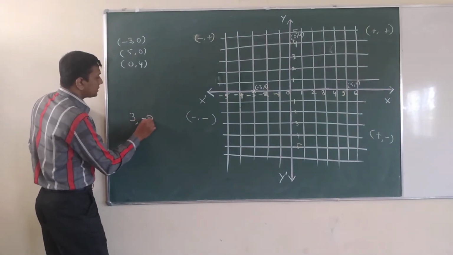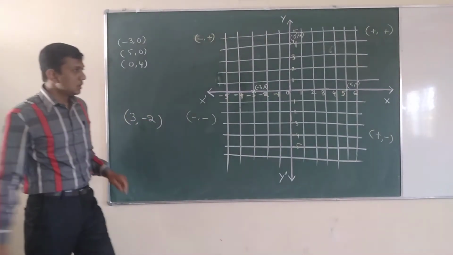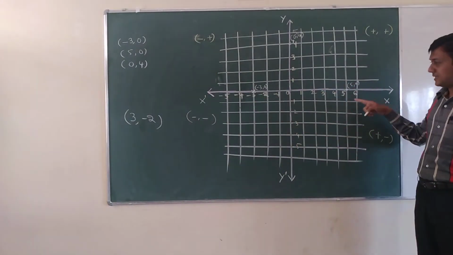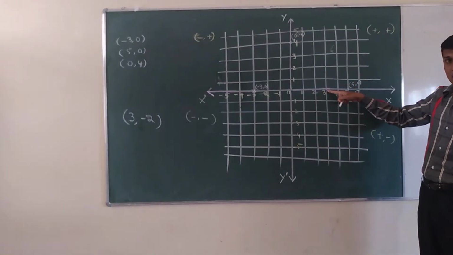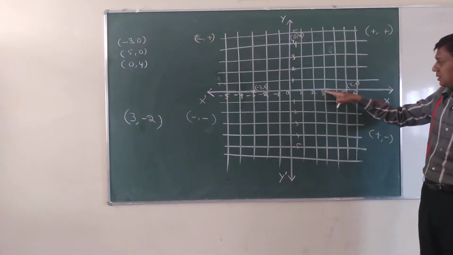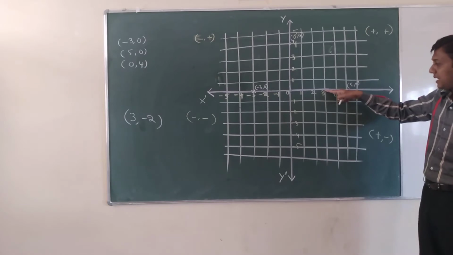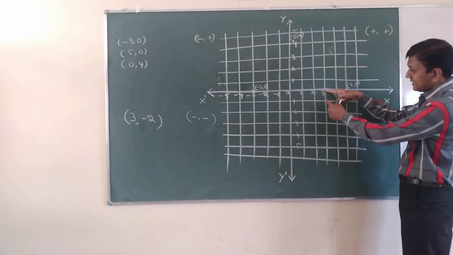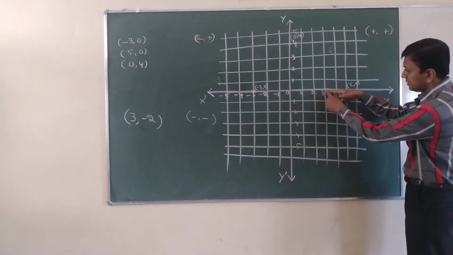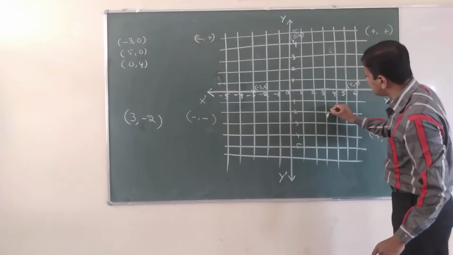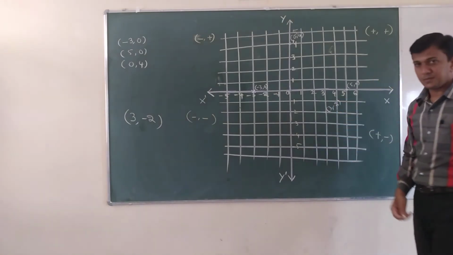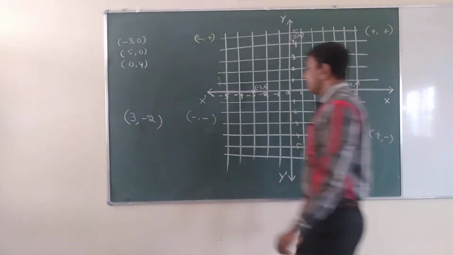3 comma minus 2. Where is 3? On the x-axis, the positive value. We have to consider positive and negative also. 3 and minus 2. Where is minus 2? This is minus 2, on the y-axis. 3 to minus 2. So this is 3 comma minus 2.